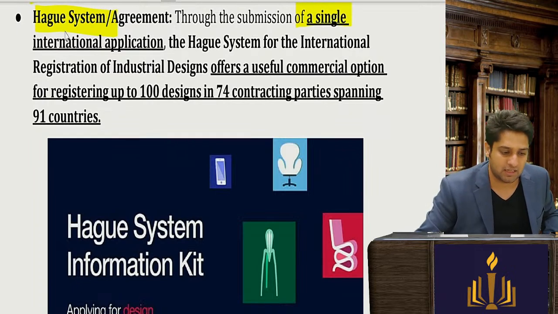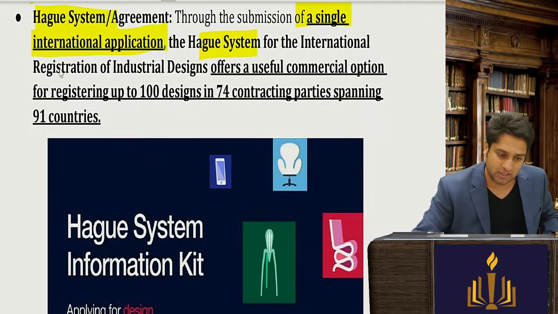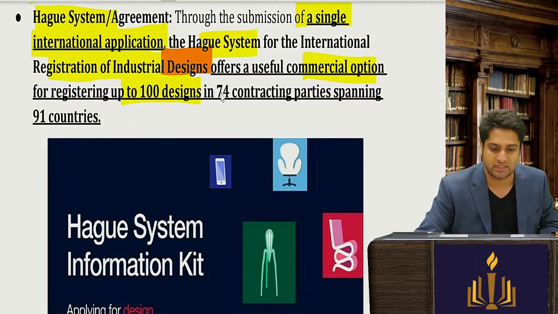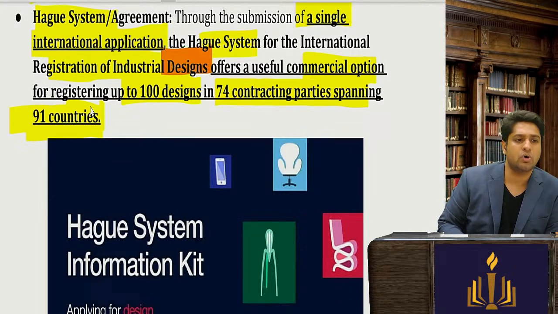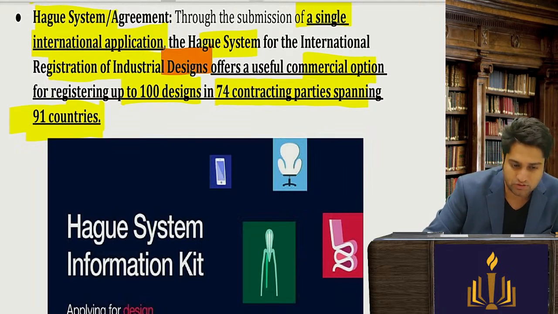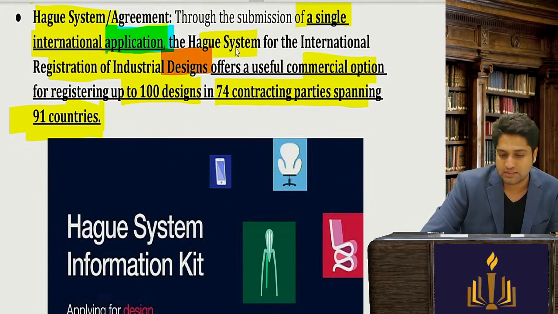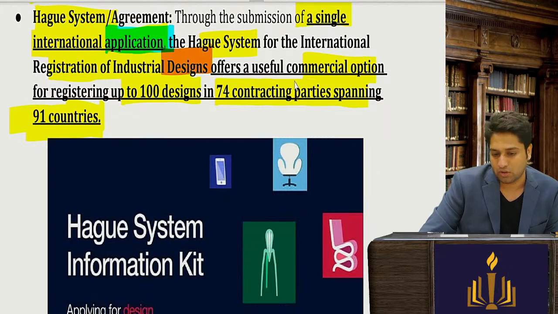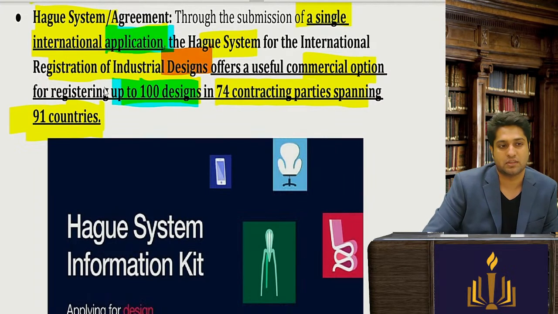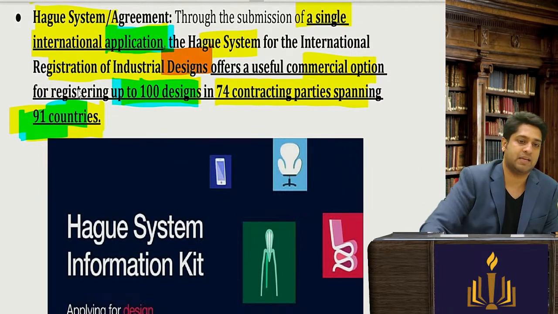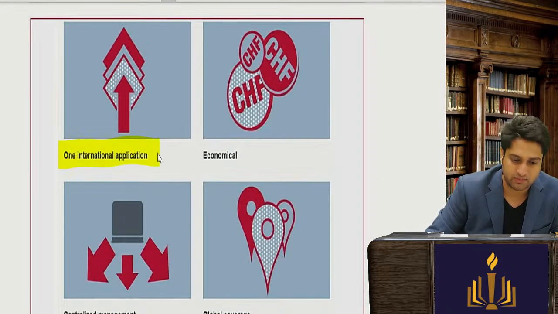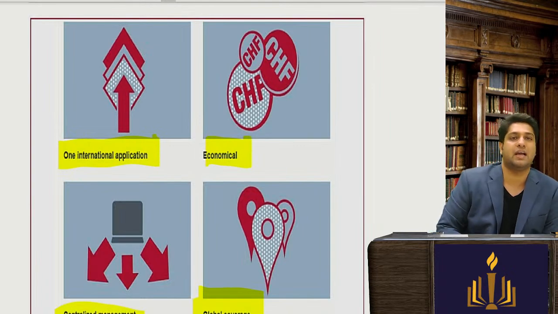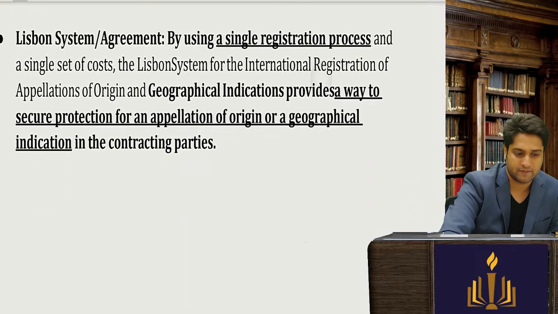Through the submission of a single international application, the Hague system for the international registration of industrial designs, now this is with respect to designs, offers a useful commercial option for registering up to 100 designs in 24 contracting parties spanning 91 countries. So the Hague system is an application, through a single application, offering a commercial option for registering up to 100 designs in 91 countries. So the toolkit is there. One international application, it will turn out cheaper, you get global coverage, and it can have centralized management. That is under the United Nations.